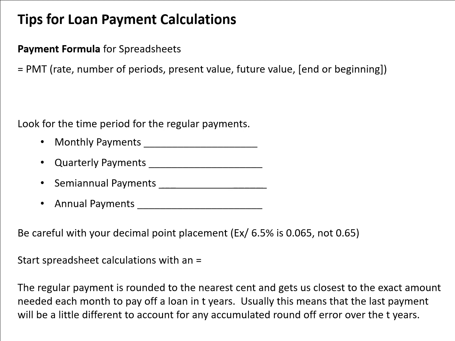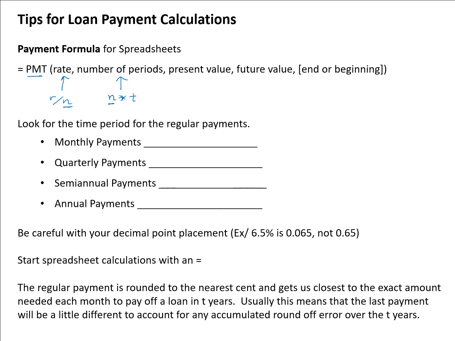So to kind of wrap this up, I wanted to look at some tips for loan payment calculations. Here's our payment formula that we use in spreadsheets, PMT for payment. The first thing we enter is a rate and the number of periods. Now that rate is really the annual rate divided by how many times we pay during the course of the year. And the number of periods is going to be the number of payments we have during the year times the number of years. So these two entries both rely on N.